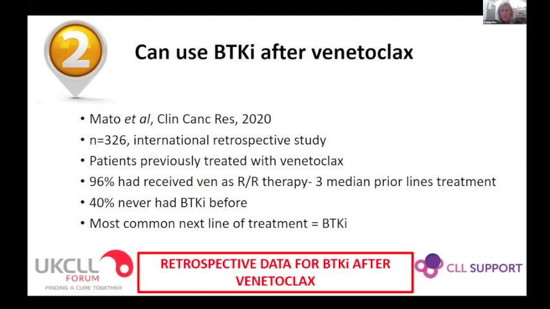So they'd already had other prior lines before they'd even got to venetoclax. And the median number of prior lines of treatment was 3. So these patients had a lot of treatment before they'd even got to venetoclax. 40% of them had never had a BTKI before. And the most common next line of treatment in this study was a BTKI.